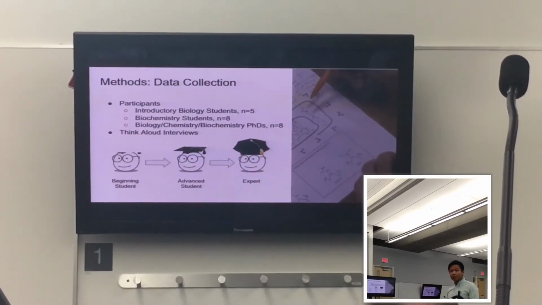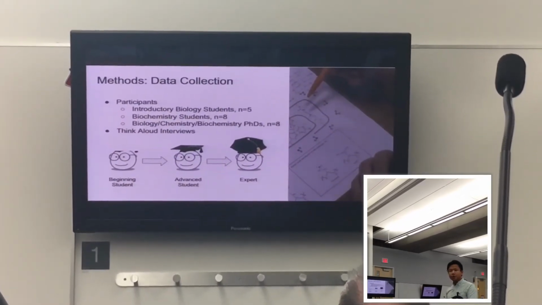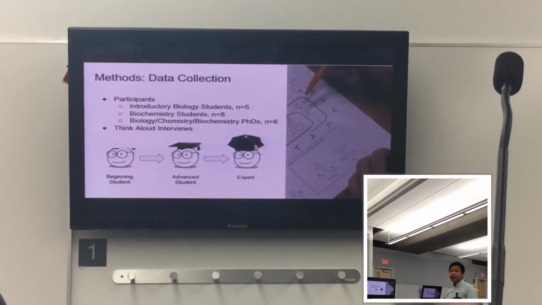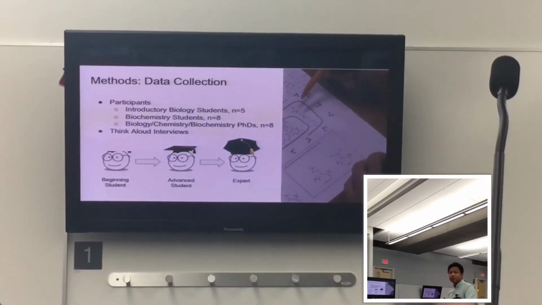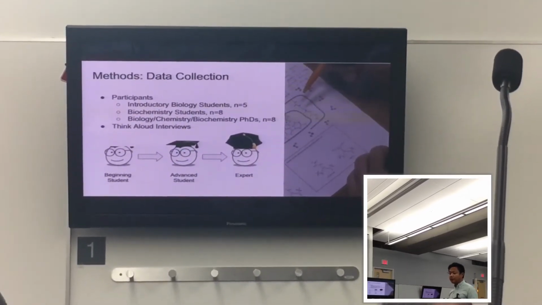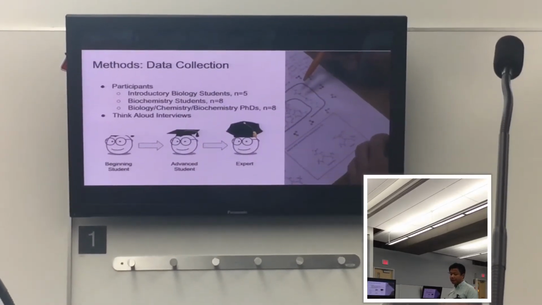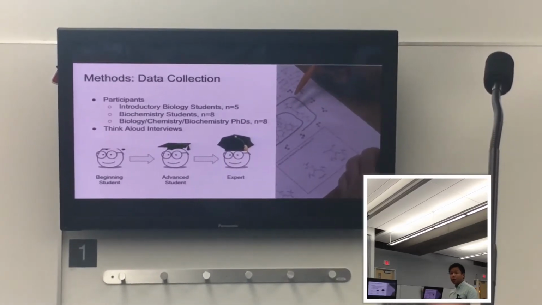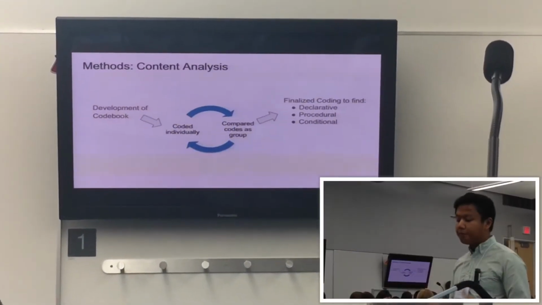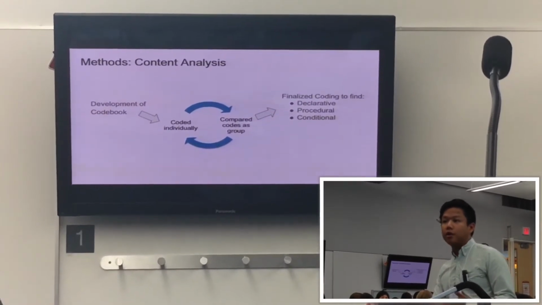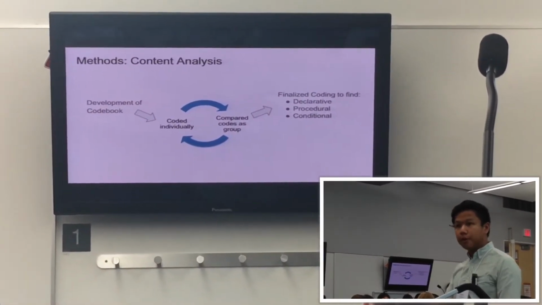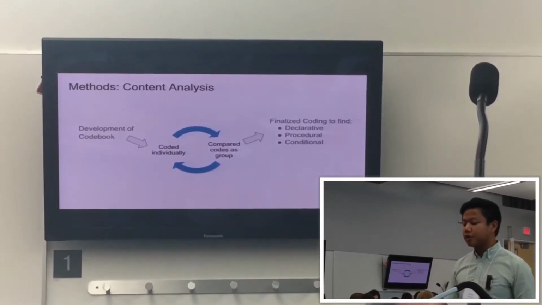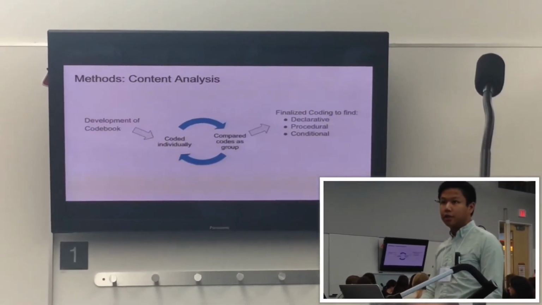We collected data from three populations: introductory biology students, which represent our beginning students, biochemistry students, our advanced students, and biology, chemistry, and biochemistry PhDs, our experts. Now, we performed lab interviews, which allowed students and experts to verbalize their problem solving. And then these interviews were video recorded and transcribed. From the interviews, we developed a code book where we coded individually and then compared the codes as a group in an iterative process.